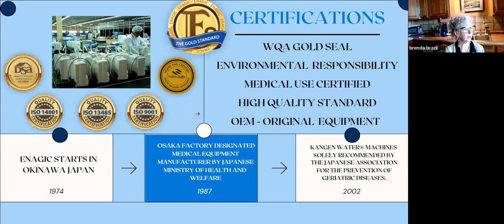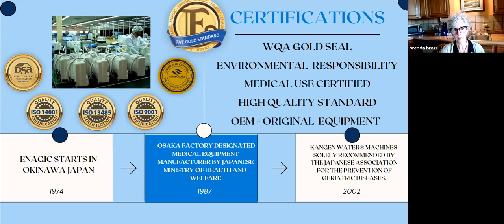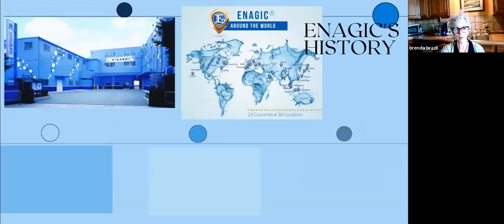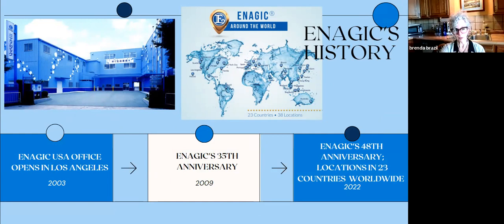Since Enagic has been around for 48 years, there would not be the alkaline water movement that there is without them, because they actually brought this to the US in 2003. The first location in LA was in 2003. And that's the Osaka plant up in the corner there. Enagic celebrated 35 years in 2009. That was a big deal. And now it's global. It's in 23 countries, 38 locations, growing and growing and growing. And now we're going to be celebrating our 48th anniversary.